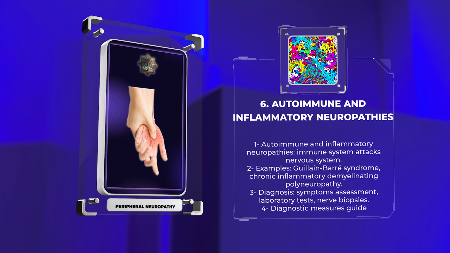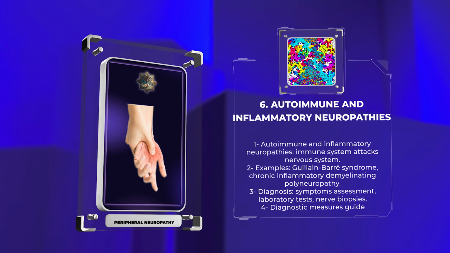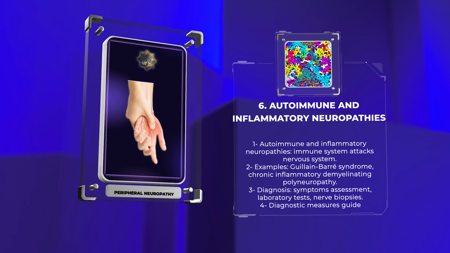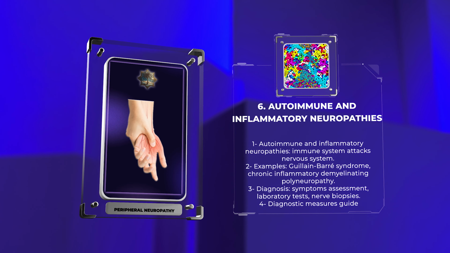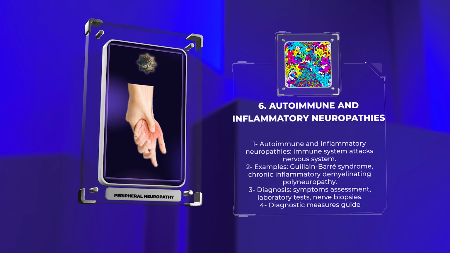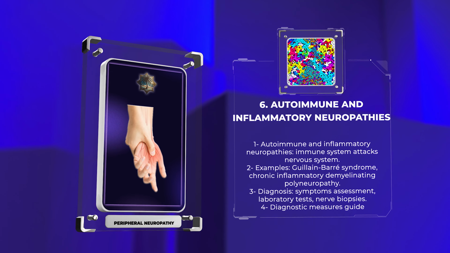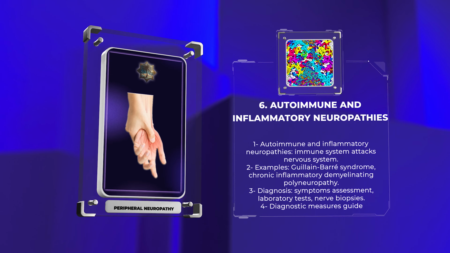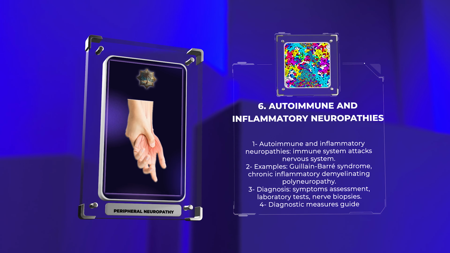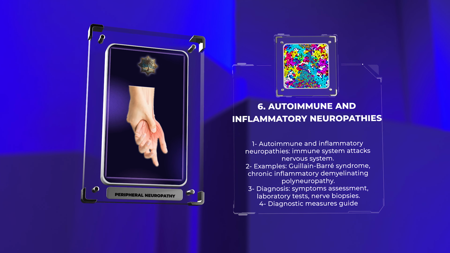To diagnose these conditions, doctors assess the patient's symptoms, conduct laboratory tests, and sometimes perform nerve biopsies. By analyzing specific antibodies or inflammatory markers, medical professionals can determine the presence and severity of autoimmune and inflammatory neuropathies. These diagnostic measures help guide appropriate treatment strategies for patients with these conditions.